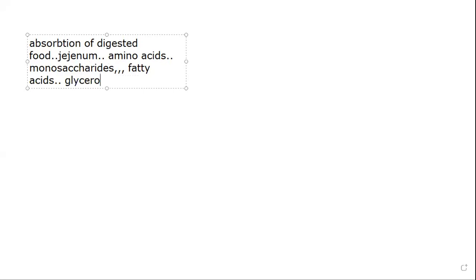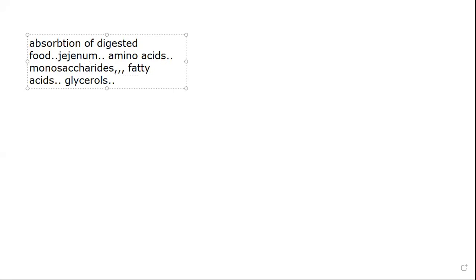The final products of absorption that we have inside the jejunum are the amino acids, which are the final products of digestion. We have the monosaccharides, which are the final products of digestion. Then we have fatty acids, and then we have glycerols, which are the major products of digestion which we have inside our body.